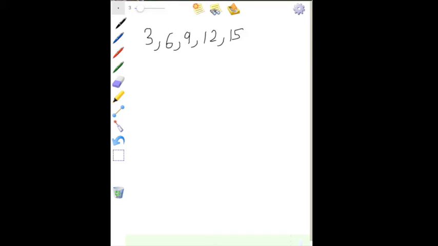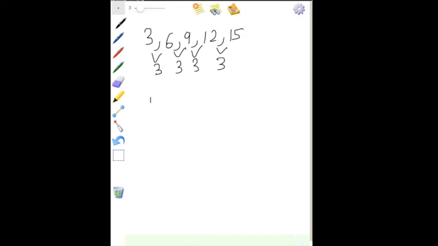So the difference between each successive term is equal, so from 3 to 6 is 3, 6 to 9 is 3, 9 to 12 is 3, and 12 to 15 is 3. So there's a way that we can find any term in a sequence, such as this one.